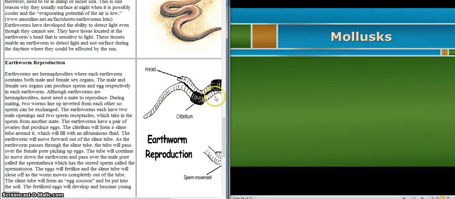Now, if they have both male and female parts, if they are producing both the sperm and the ovum, why do we need two earthworms in order to be able to reproduce? Well, what happens is they slide along each other. They're forcing that slime coat down the other worm's body. And as it forces that slime coat down the other worm's body, it is able to pick up the sperm and then pick up the egg, and that fertilization can take place, and you have this little slime cocoon that is where the fertilized eggs will develop and become young worms.